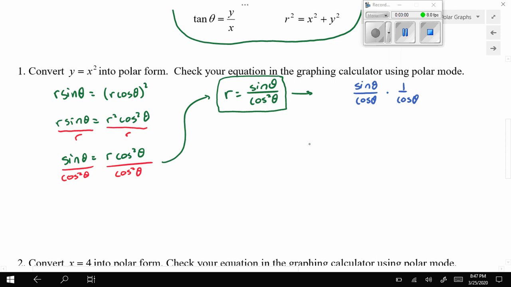Then we can kind of see that sine theta over cosine theta, well, that's just tangent of theta. And 1 over cosine of theta is secant of theta. So we get r equals tangent theta secant theta. And if I put that in the calculator, or Desmos or whatever, we can end up getting a parabola.